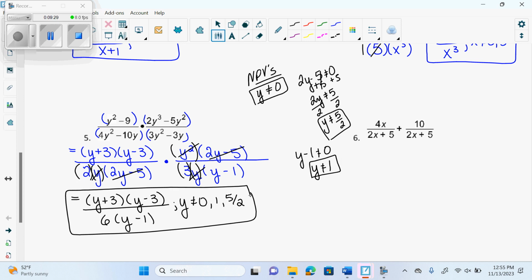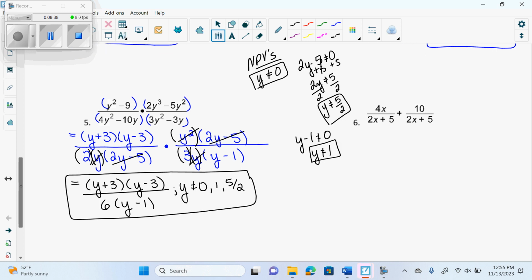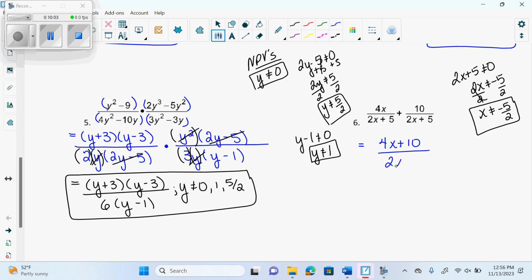Number 4 is adding. In order to add, what do I need? Common denominator. Did I give you one? Yeah. Do you think on the test you're going to get one with a common denominator? Probably not. So here we get 2x plus 5 can't equal 0. 2x can't equal negative 5 by subtracting it over. And then divide by 2. X can't equal negative 5 halves. So now I have a common denominator, I can write my whole numerator over it. So I get 4x plus 10 over 2x plus 5. Am I done?